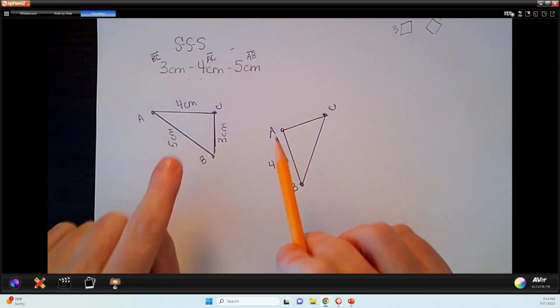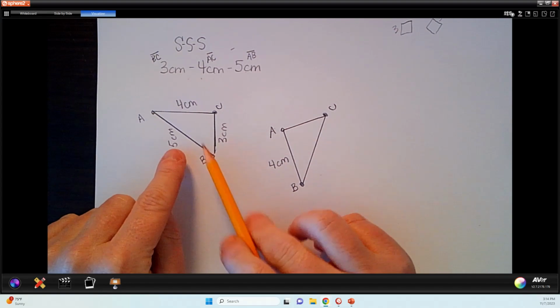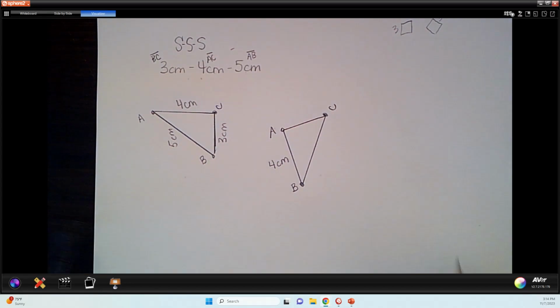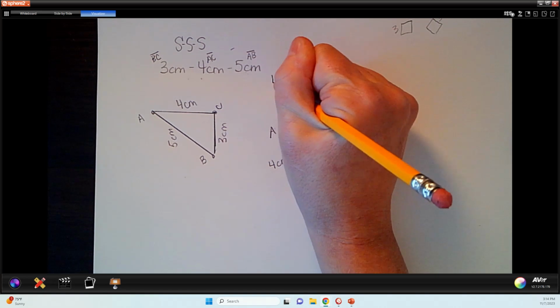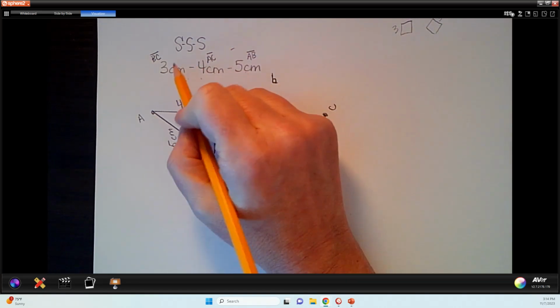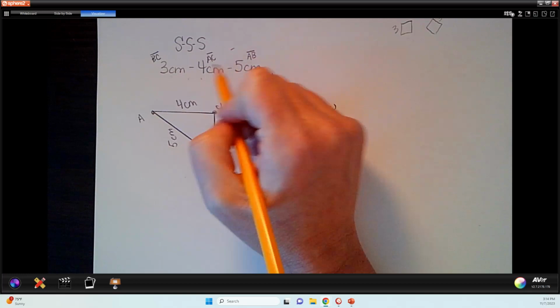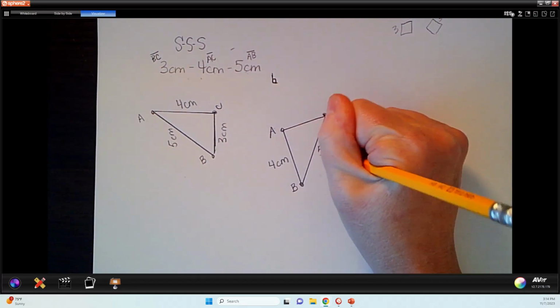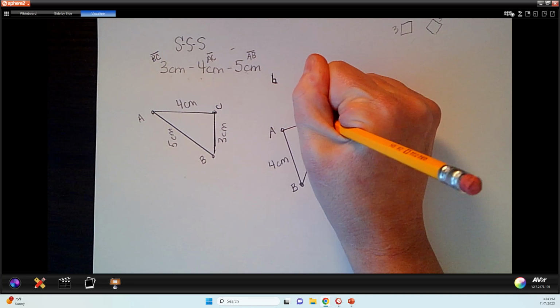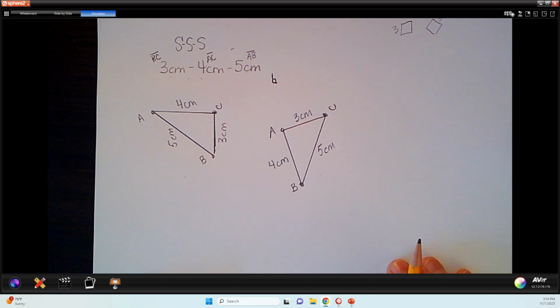Now we can take this a step further and prove that they're congruent by measuring the angles. Now, I happen to know that this is a right triangle. I happen to know this because I used the Pythagorean theorem: a squared plus b squared equals c squared. The hypotenuse is my c squared, so that would be my 5 centimeters. This would be my 3. This goes back to Math 8.